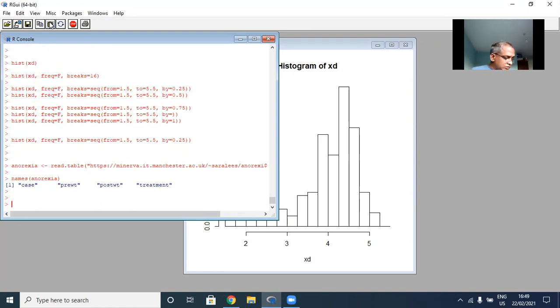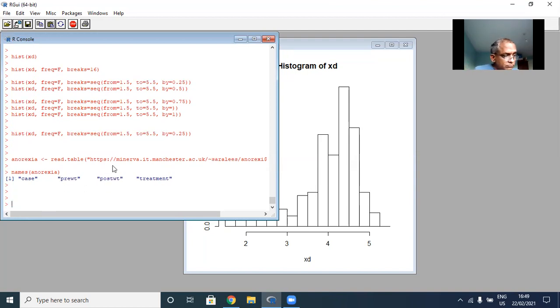Now, I think the question here is to see which treatment is the most effective treatment. There are 3 different levels for the treatment. And the question is to see which of these 3 different treatments is most effective. To do that, we're gonna take the difference between the weights before and after the treatment. So this is the post weight, that is after the treatment. And this is the pre-weight, which is before the treatment.